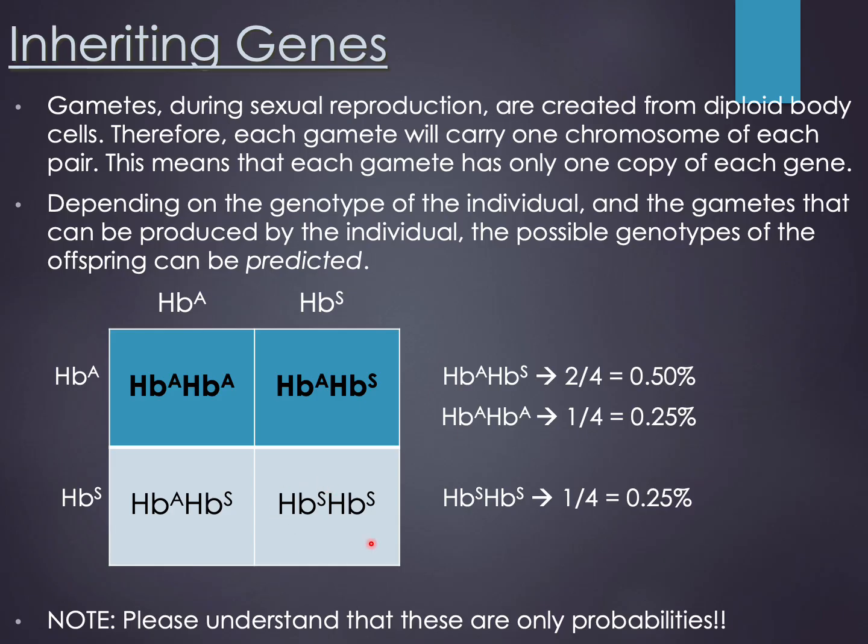And then for this last one, this one is homozygous recessive. This is going to represent an individual with sickle cell anemia. Again, please remember with Punnett squares, these are only probabilities. They're not guaranteed. We don't know exactly which gametes are going to be involved in the fertilization process.